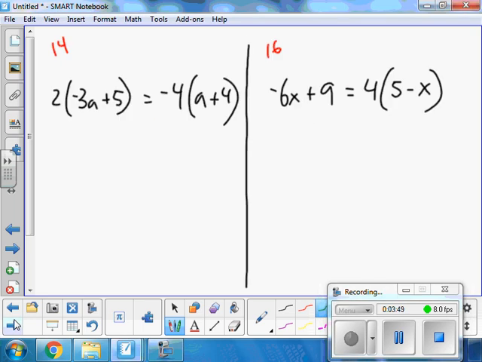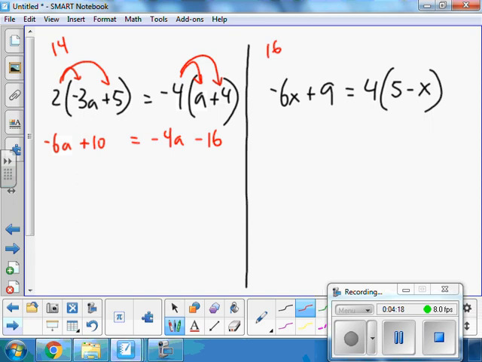That can happen. Whoa, 14 and 15. Holy moly, we got some distribution. I'm going to start number 14 with you. So I'm going to distribute this 2. That's saying 2 times negative 3a, so I have negative 6a. 2 times 5, which is 10, and it's going to be positive, equals negative 4 times a. So it's negative 4a. Negative 4 times 4 is negative 16.